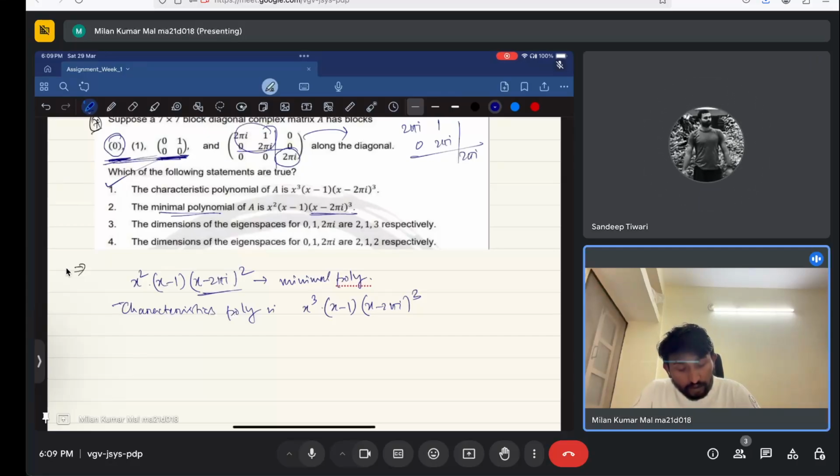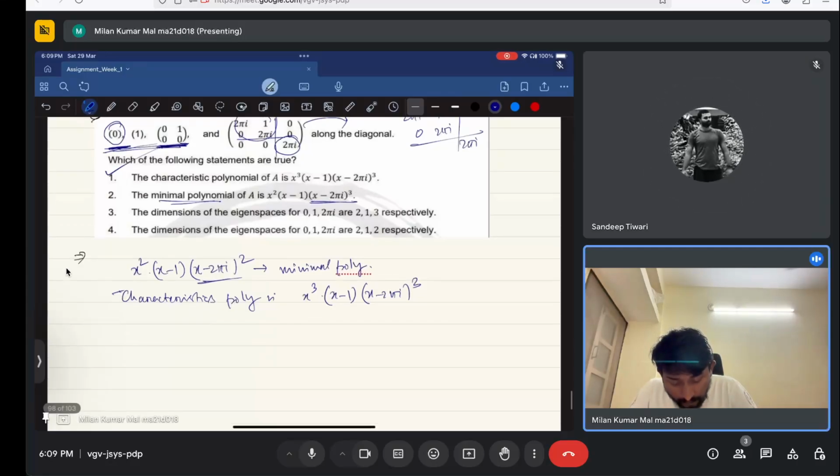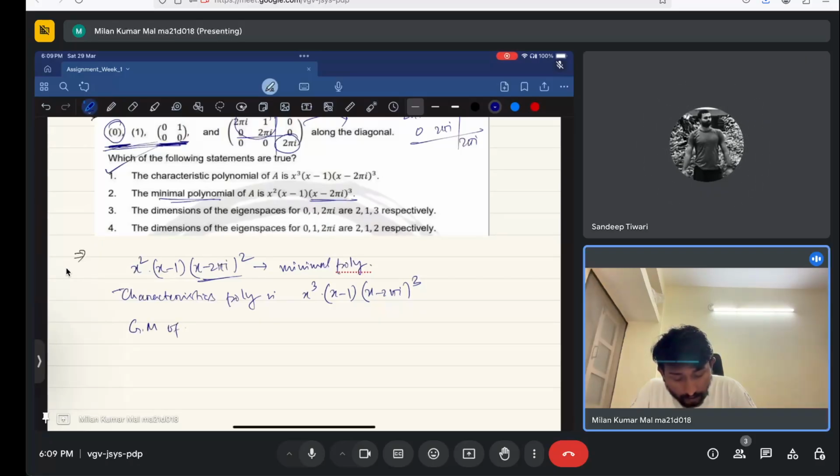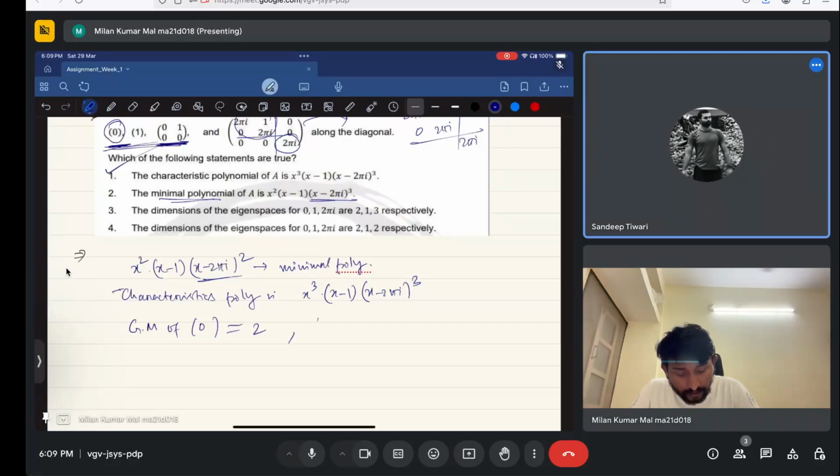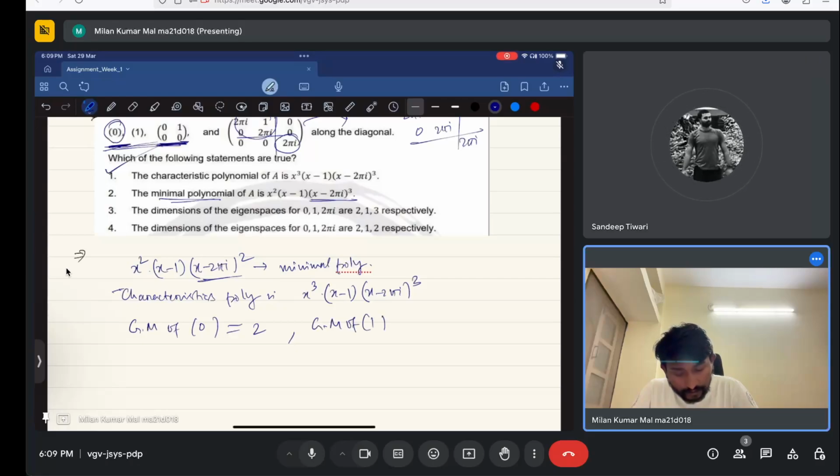Dimension of the eigenspace of 0, 1, 2 pi I. So the geometric multiplicity, or the dimension, corresponding to 0 is 2 because there are 2 blocks in the canonical form. The geometric multiplicity of 1 will be 1, and the geometric multiplicity of 2 pi I will be 2 because there are twice appearances. So this option is not correct because here it is saying 3. That's why it is not correct. The fourth one says the dimension of the eigenspace of 0, 1, 2 pi I is 2, 1, 2. That's correct. So this is the question.